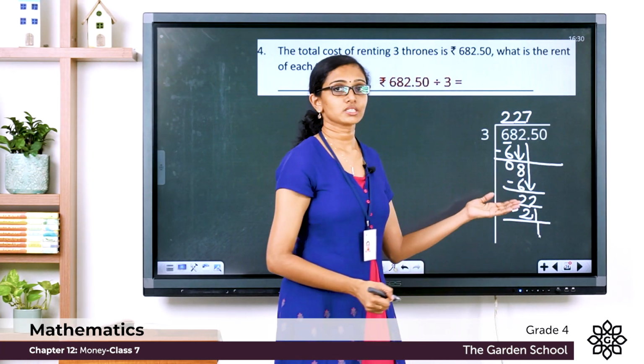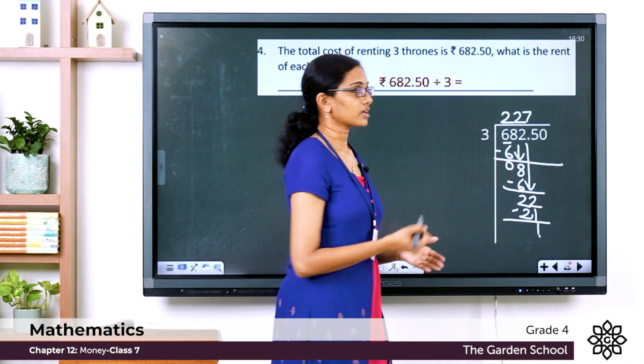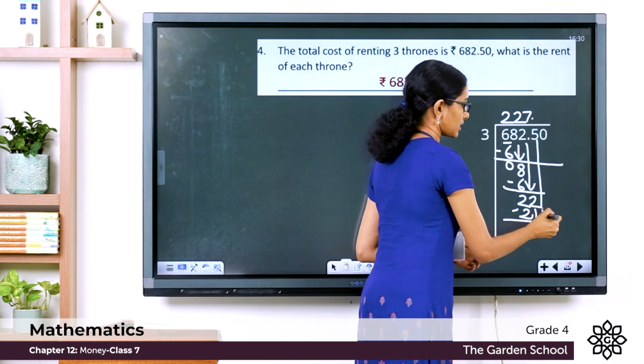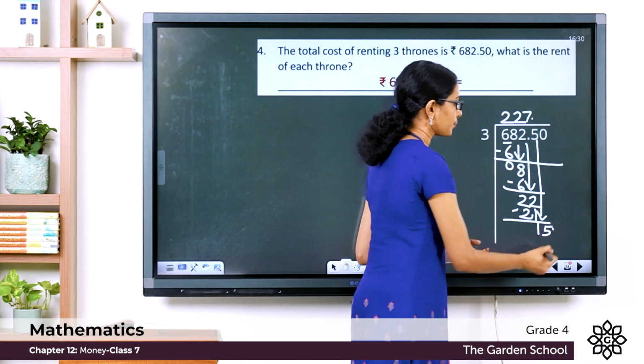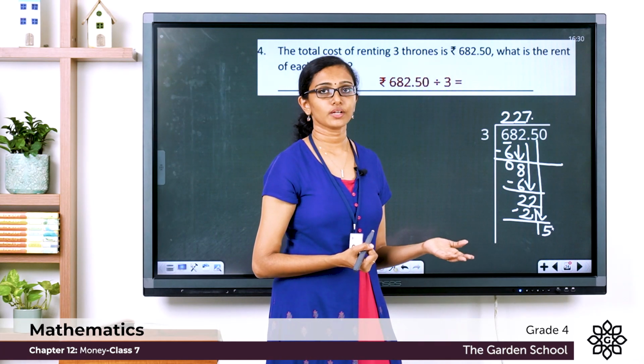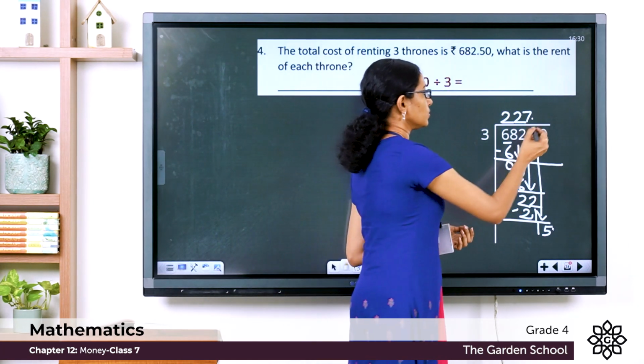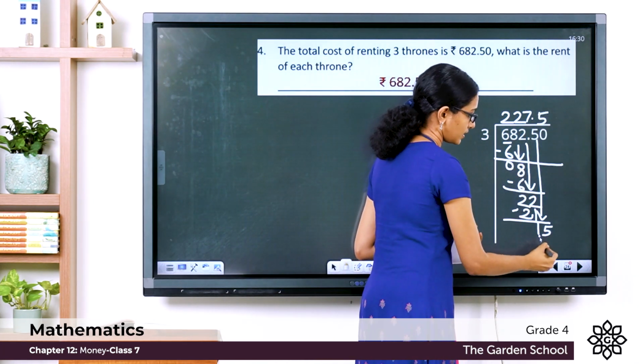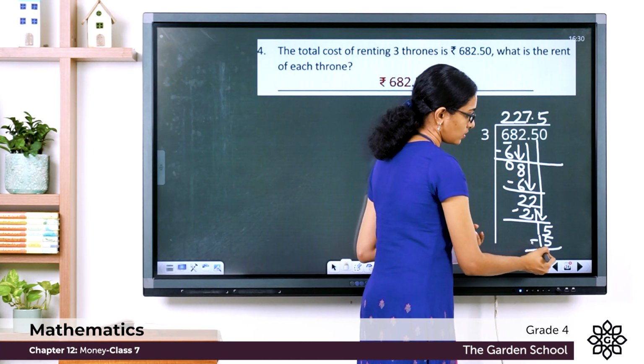Now bringing down the next digit, which is from the paise part. So let's put the dot here. Now bringing 5 here, we have 15 now. Now 15 divided by 3 is equal to how much? 5. So let's write 5 here. 5 3's are 15. Subtracting the numbers, we have 0 here.